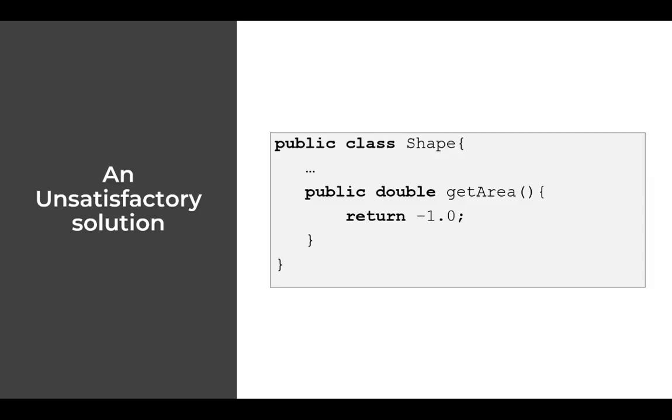A possible hack is to add a dummy method getArea in the class shape, like so. We must trust that all implementation of subclass of shape will override the getArea method. Overriding cannot be enforced this way. This is a clear source of issues in future maintenance of the code. This is definitely an unsatisfactory solution.